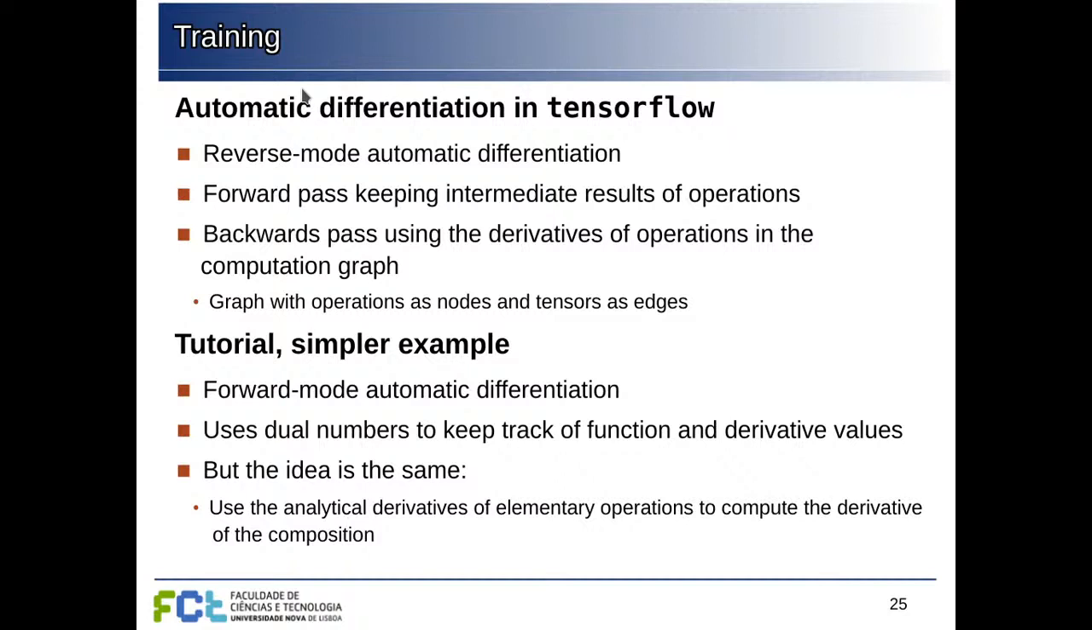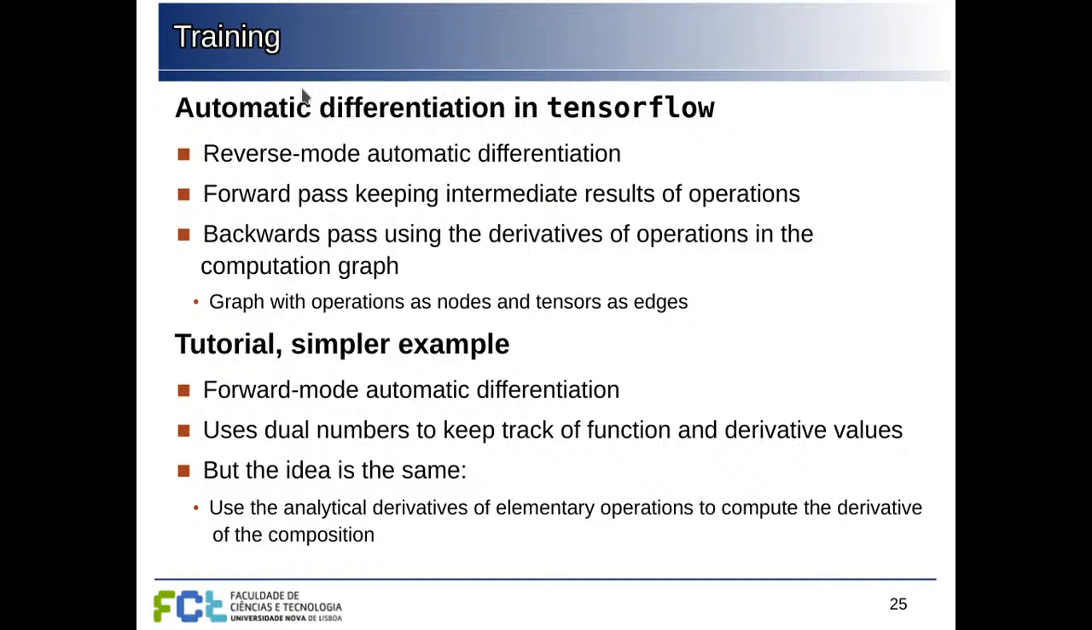And then we have a backwards pass where all the expressions for the derivatives are applied, going backwards from the end to each of the variables, each of the parameters that we want to differentiate with respect to. So this will go through the computation graph, and this computation graph is, you can imagine, a graph where the nodes are all these operations and the edges are the tensors that transfer the data between different operations.